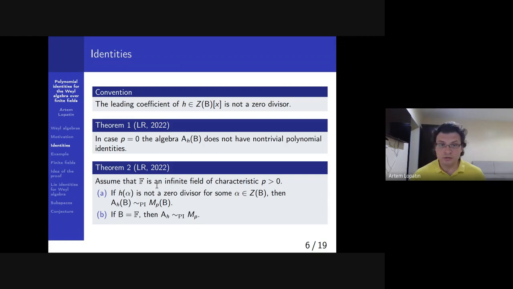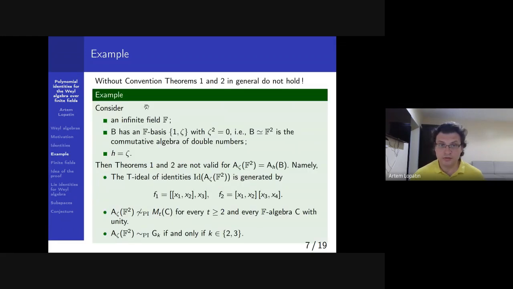Well, at least, okay. So here we have the following example, which shows that we need this convention. Here we have the field F, which is infinite, and we consider the following algebra B. It's the so-called algebra of double numbers. So it has two generators. One is unity, then of course it's commutative, and the square of the second generator is 0. So it's a two-dimensional, simple, commutative, associative algebra.